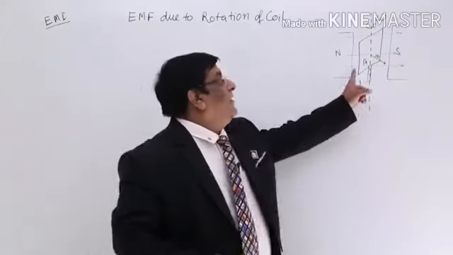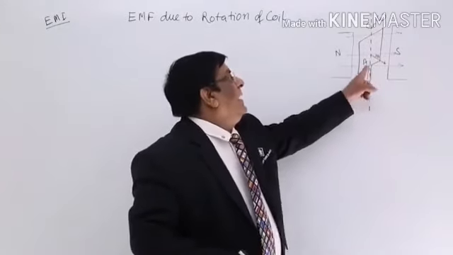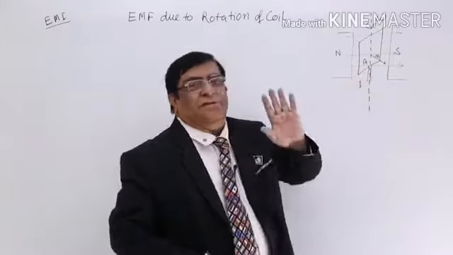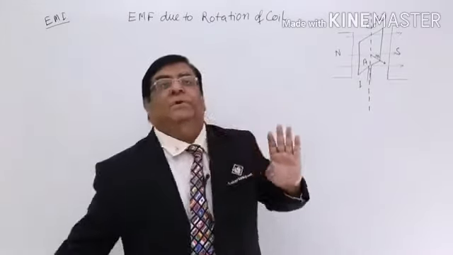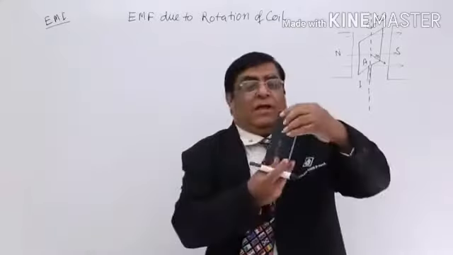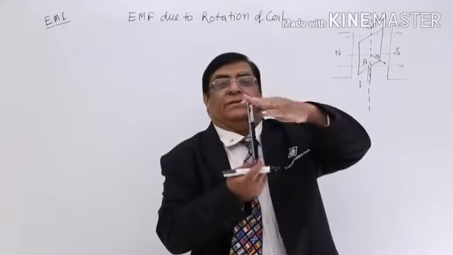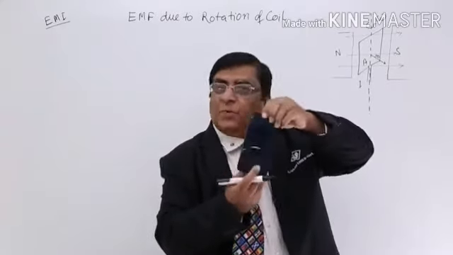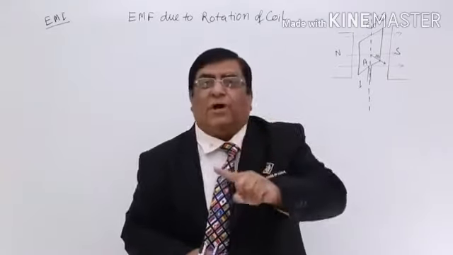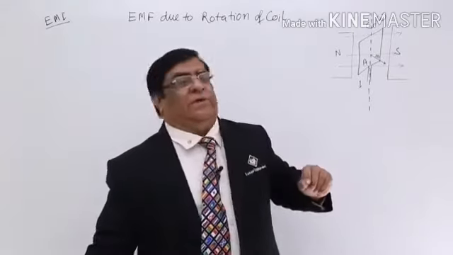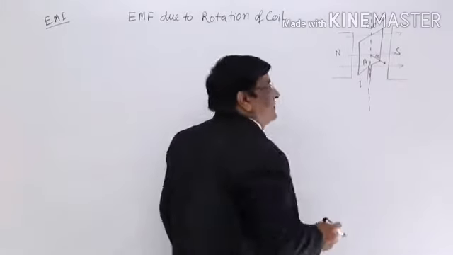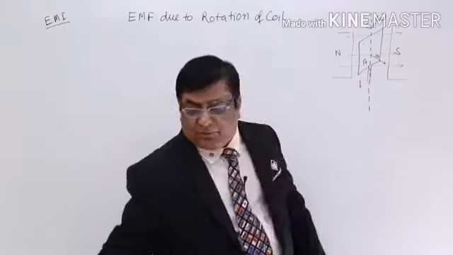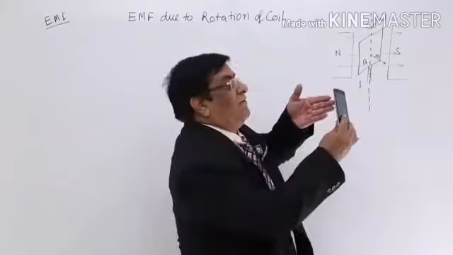There is a coil, and this coil is fitted in such a way that it is free to rotate this way. Now this coil is kept in a magnetic field. Here is a magnetic field between north and south, and we have kept this coil here and we are rotating it.